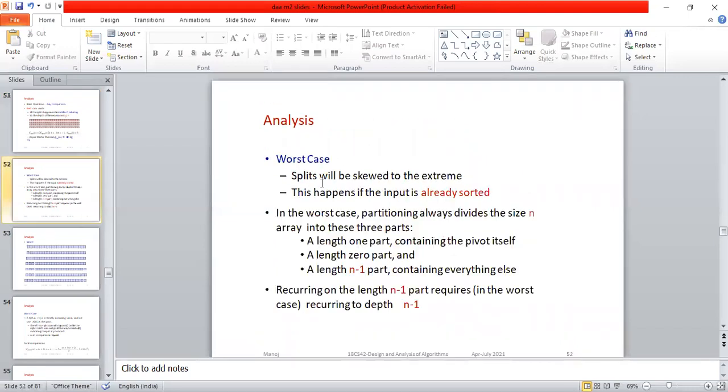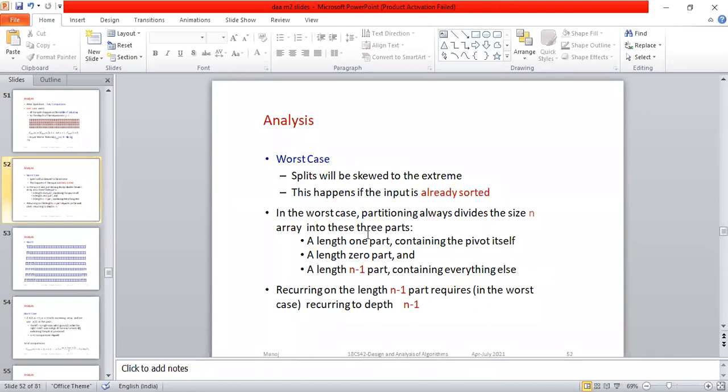Okay, so come to the worst case. The worst case happens if the input is already sorted. So what is the worst case? It will go on dividing and sorting, but only if the input is already sorted. In the worst case, the partitioning always divides the size n into 3 parts: the length 1 part, the pivot itself, the length 0 part, and the length n minus 1 part containing everything else.